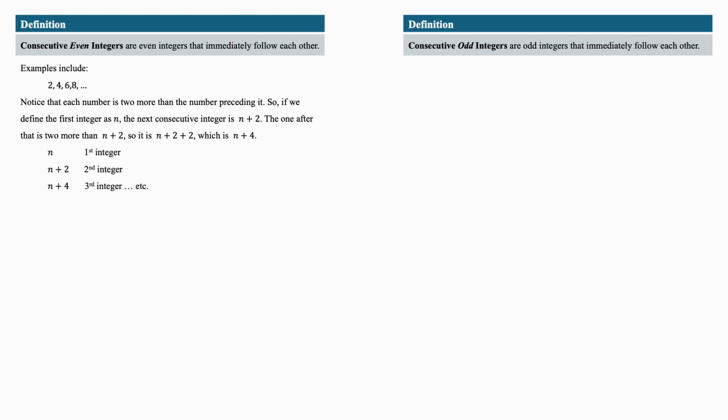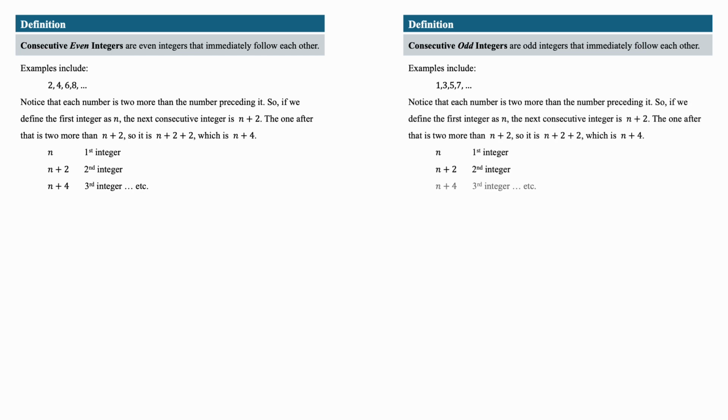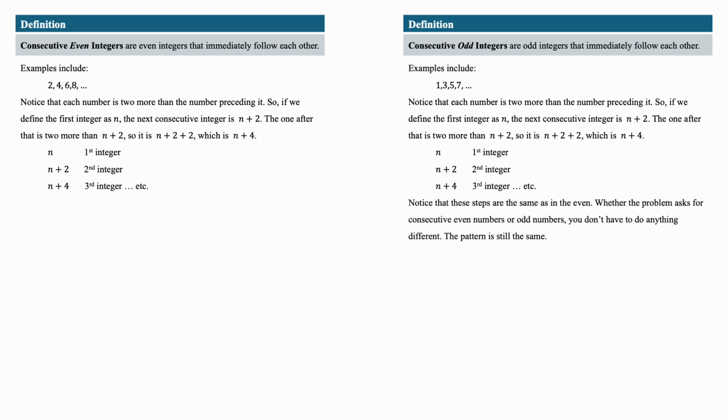Now I got a little ahead of myself, but the next part is consecutive odd integers. These are odd integers that immediately follow each other, such as 1, 3, 5, 7, and so forth. But notice that these steps are the same as with the even integers. Whether the problem asks for consecutive even numbers or odd numbers, you don't really have to do anything different. The pattern is still the same. Just follow what the question is asking you.